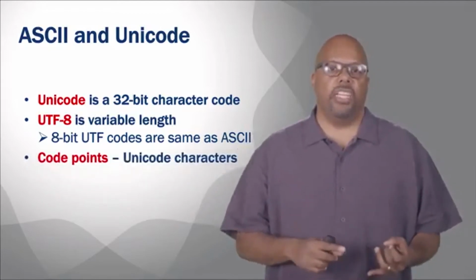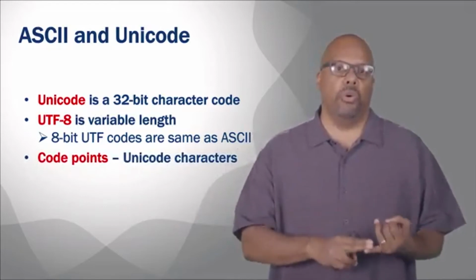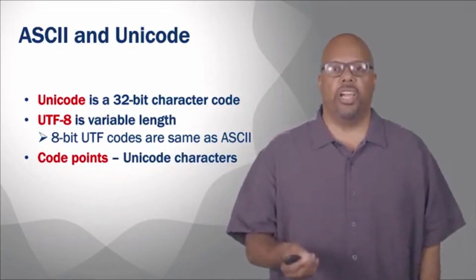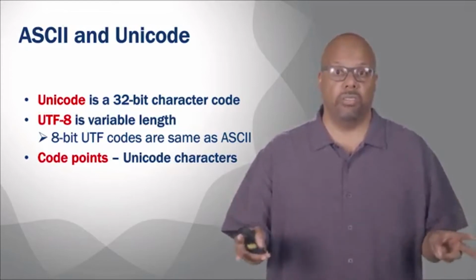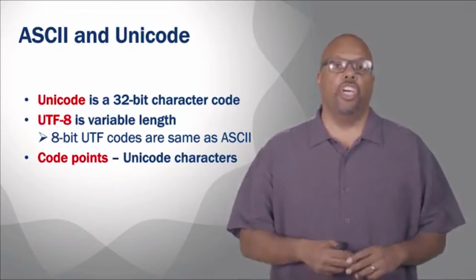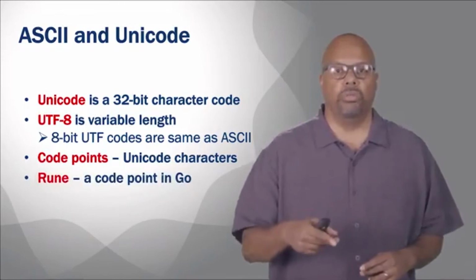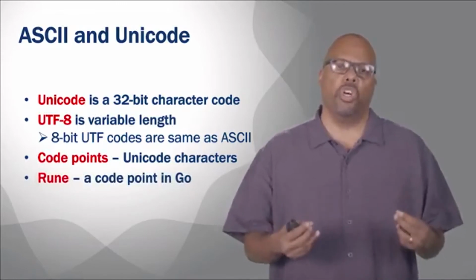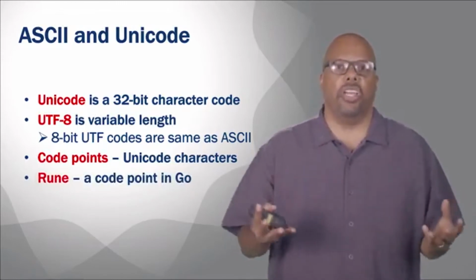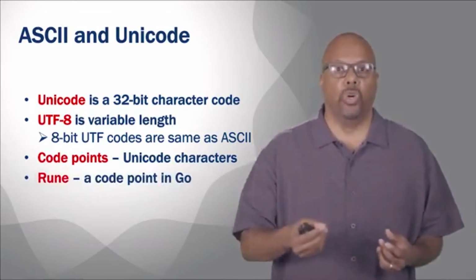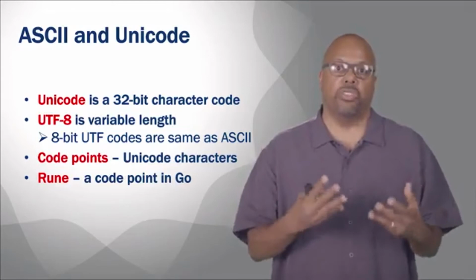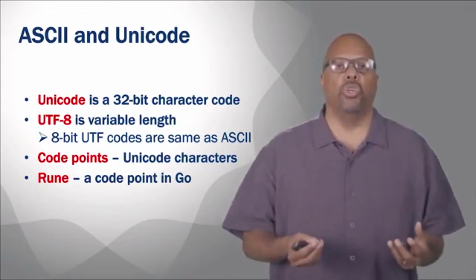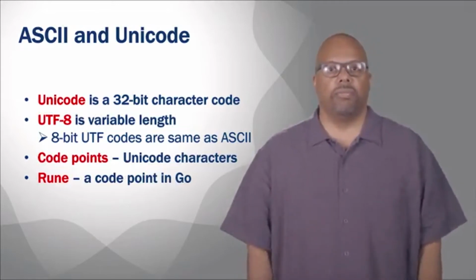In UTF-8, or Unicode, code point is a term for a Unicode character. So there can be up to 2 to the 32 code points. And in Go, they call a code point a rune. So rune is just a term for a code point. So the capital A character has a rune which is represented with 0x41 in hexadecimal. You call that its rune.